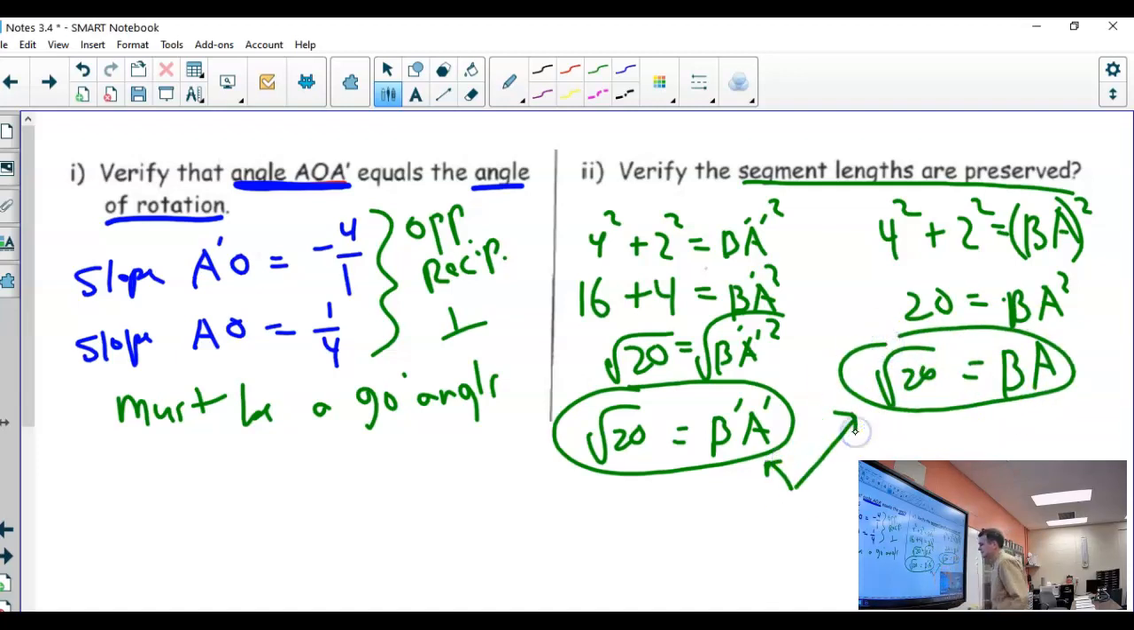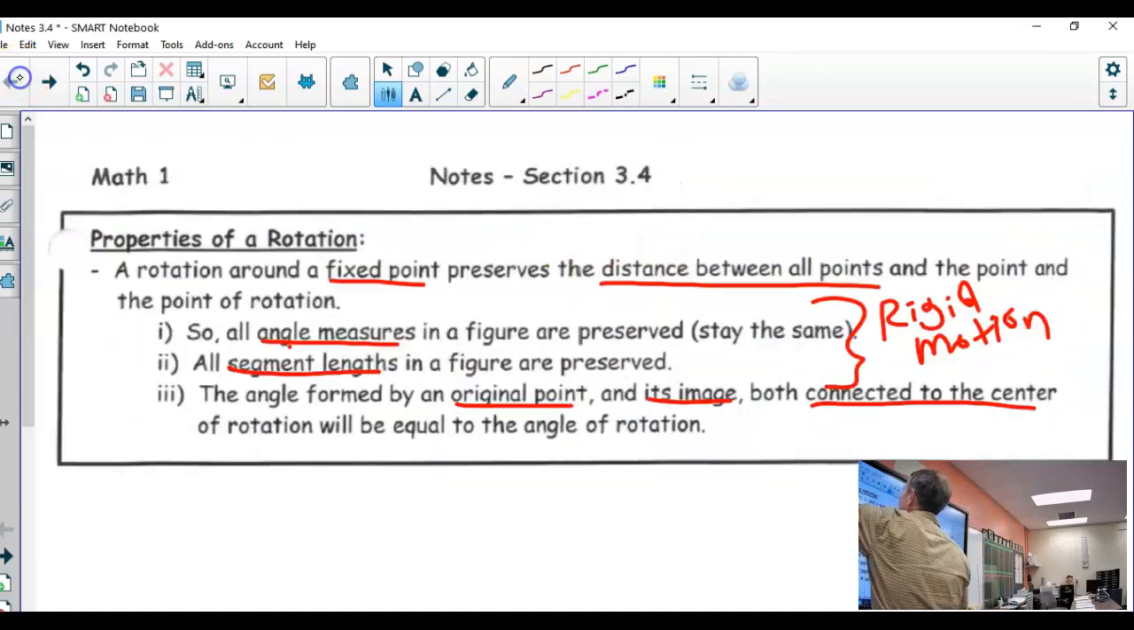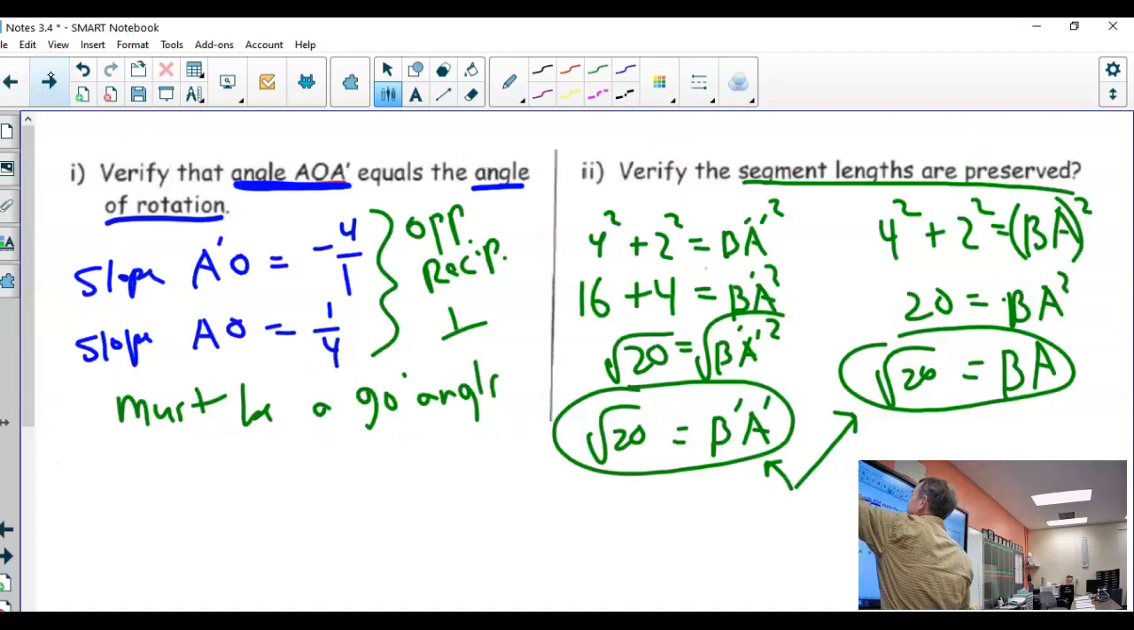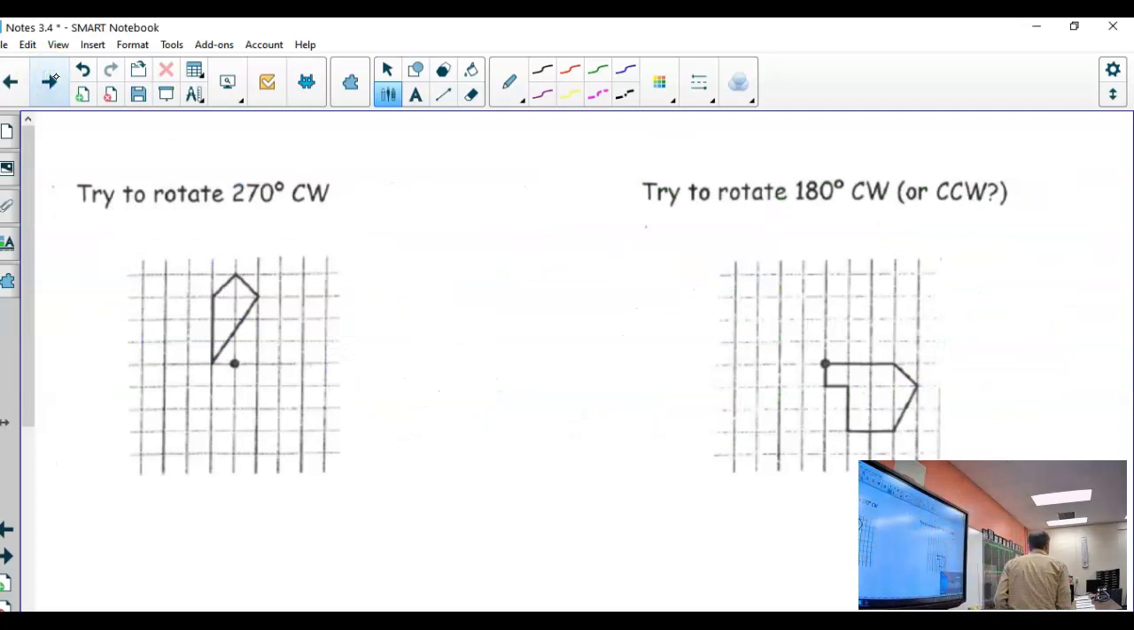So we can see here that when I rotated the segment, the length of it was preserved. So what I have done is I have verified that the segment length is preserved. And I verified that the angle formed by an original point and its image, both connected to the center, will equal the angle of rotation. All right. So this brings me, I want to get something.